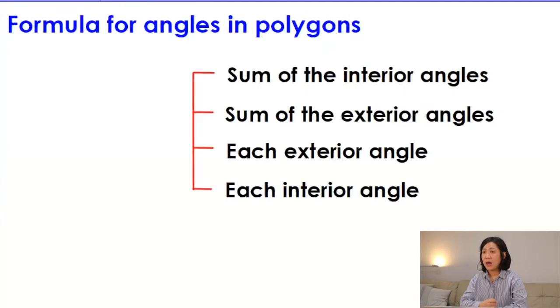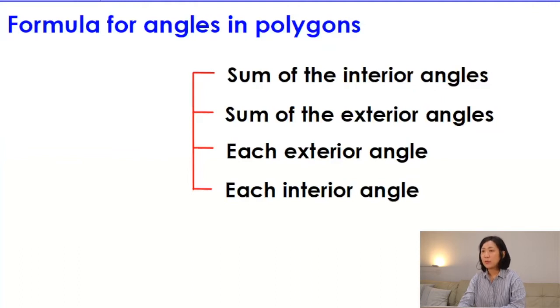In this session, we are going to be talking about angles in polygons. When it comes to the angles in polygons, we can think of four formulas. Throughout the lesson, I'm going to make you understand how these formulas are formed. The formulas are about the sum of interior and exterior angles and each interior and exterior angle. So let's begin with the sum of interior angles first.